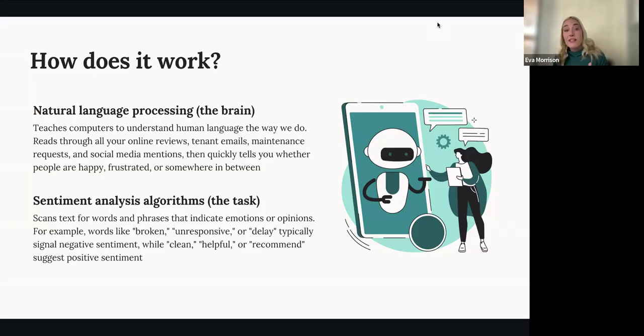So words like broken and unresponsive, delay, things that we know correspond to negative sentiment. The computer can help us at scale, across hundreds or thousands of messages, emails, reviews, actually put these things into categories and say, we know that these are negative words. This falls in a negative category. While things that we know are more positively associated, things like clean, helpful, recommend, suggest a much more positive sentiment.